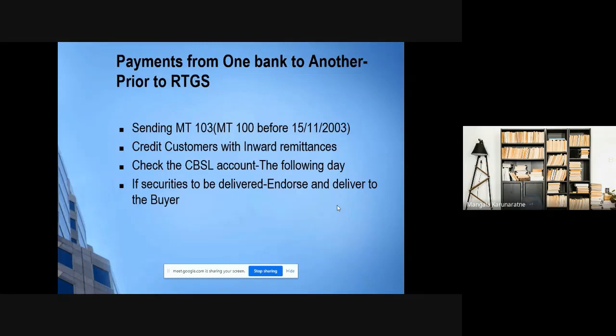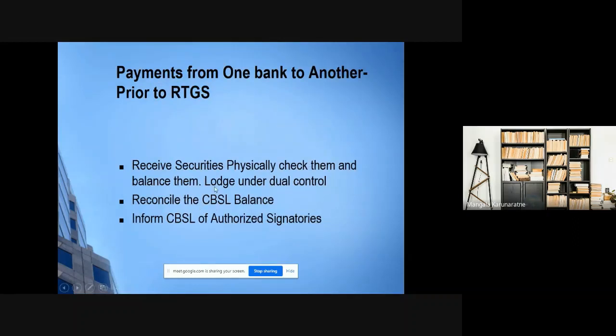So physically you have to send someone. So these were the responsibilities of the institutions. The back officers actually were doing this. If you say responsibilities of back office, it's more relevant. And receive securities physically, check them and balance them, lodge under dual control. So a lot of resources are wasted on this, but this was the system, like reconcile the CBSL balance, so reconciliation will be done only the next day, right?